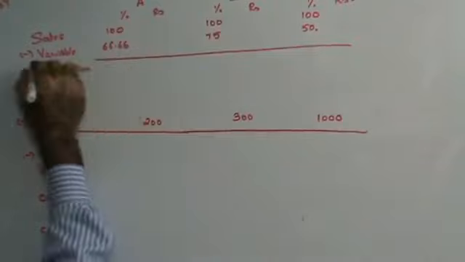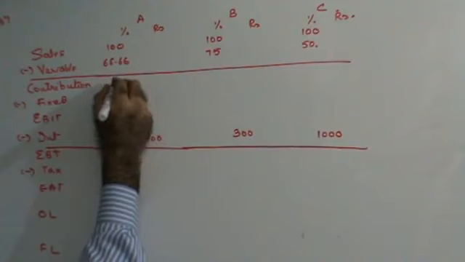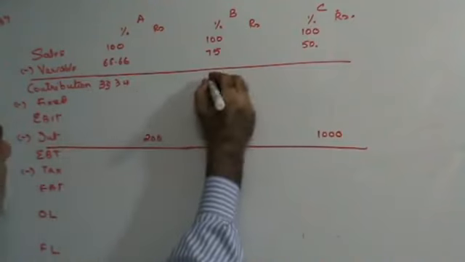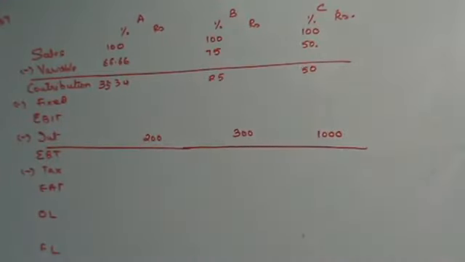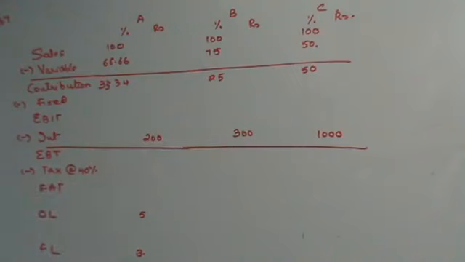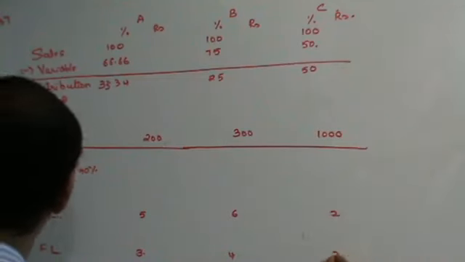So in terms of percentage, this is going to be 33.34, this is 25, and this is 50%. They've given you that operating leverage is 5, financial leverage is 3, income tax rate is given as 40%. In the other cases they've given you 6 and 4. In the third case they've given you 2 and 2.